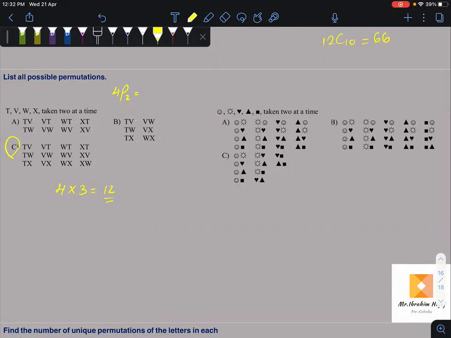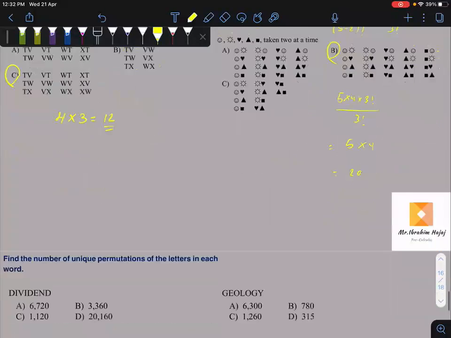Also here, taken 2 at a time, and they are 5, so it's 5P2, and we can find it easily by using the calculator, or it's 5 factorial over 5 minus 2 factorial, so it's 5 factorial over 3 factorial, which is 5 times 4 times 3 factorial over 3 factorial, which is equal to 5 times 4, which is 20. So it's B. Okay, the last.